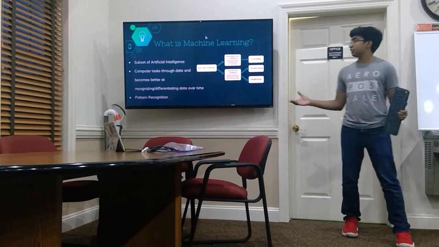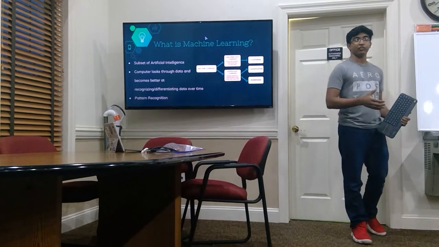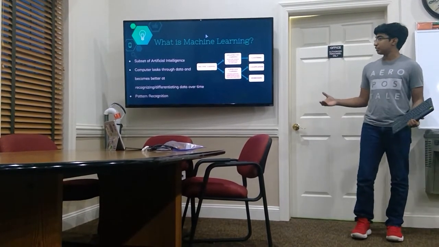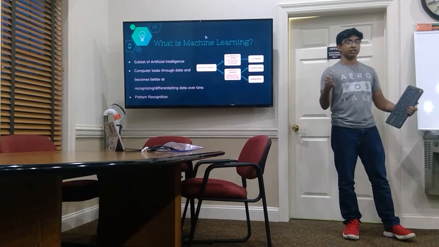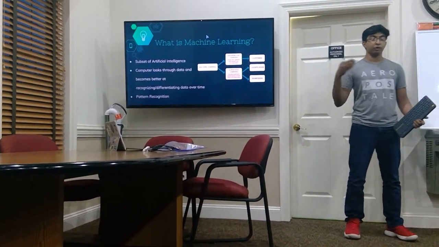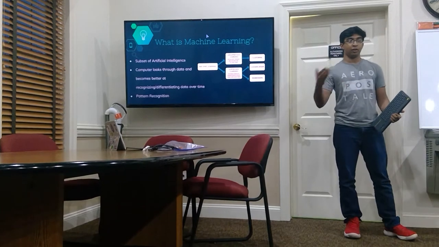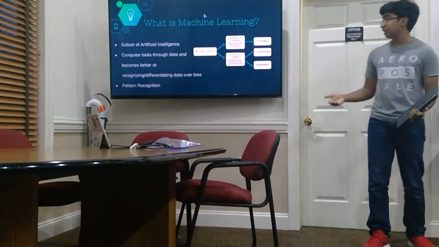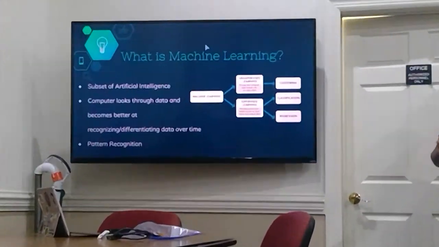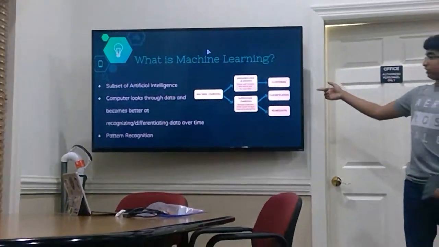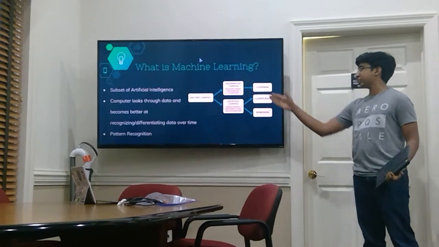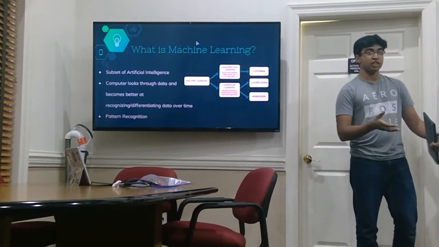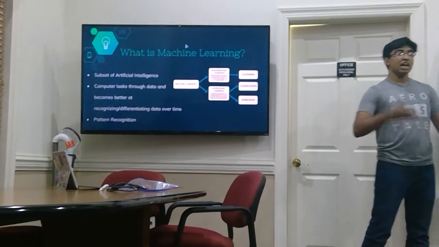So what is machine learning? Machine learning is a subset of artificial intelligence, which I'm sure all of you know about. It's very common. But essentially, the computer looks through a bunch of data, and once it becomes more familiar with the data, it becomes better and better at identifying the data and continuing to perform certain functions with the data. This mainly uses pattern recognition, as you can see here. And in this graph, you see unsupervised learning and supervised learning. The key difference is that unsupervised learning just gives you images, while supervised learning gives you images and what the value is.